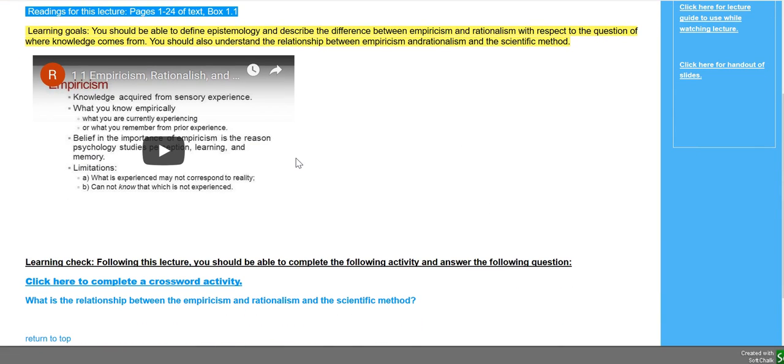Following each of the lectures, there is a learning check. These can consist sometimes of one question, sometimes multiple questions, and also sometimes activities. In fact, many of the modules have an activity that will further engage the student with the material.